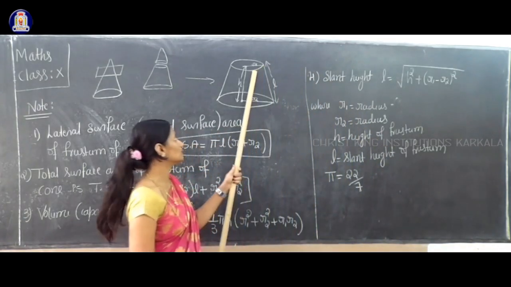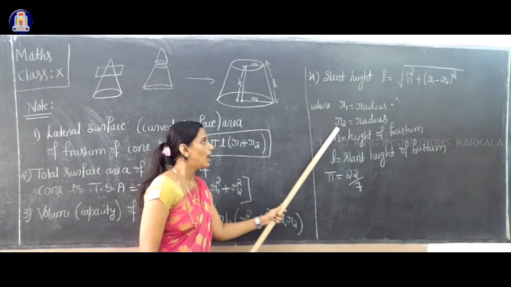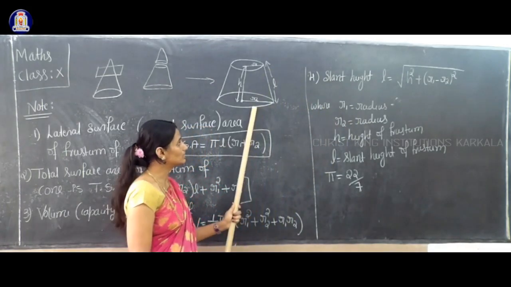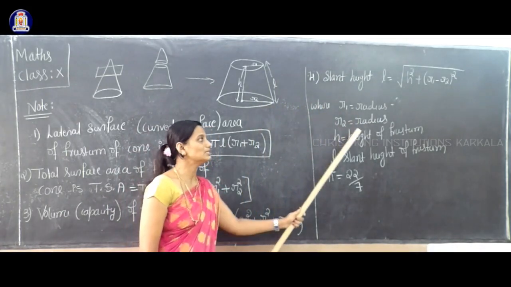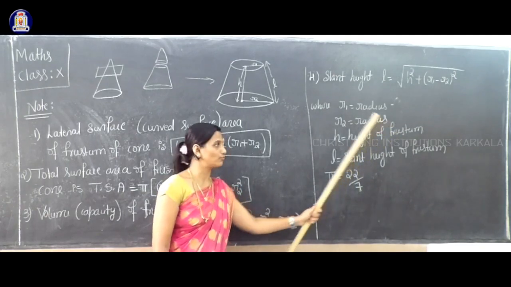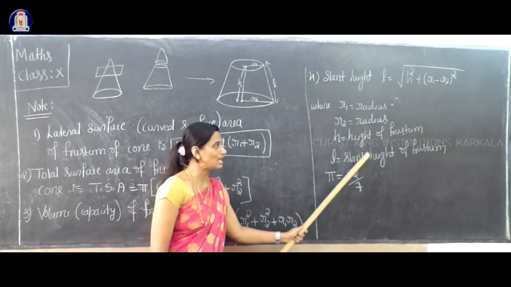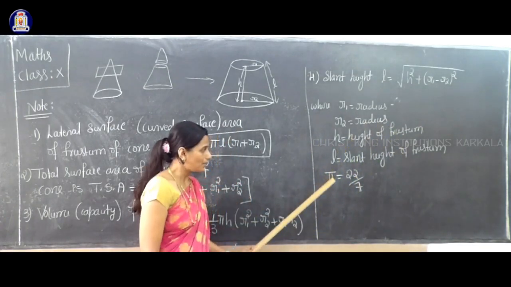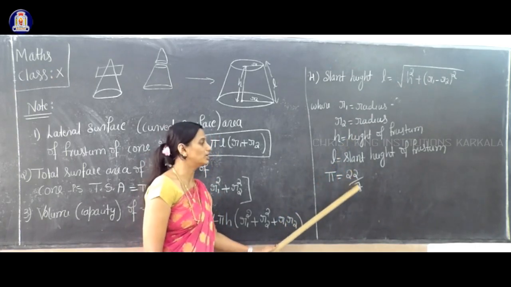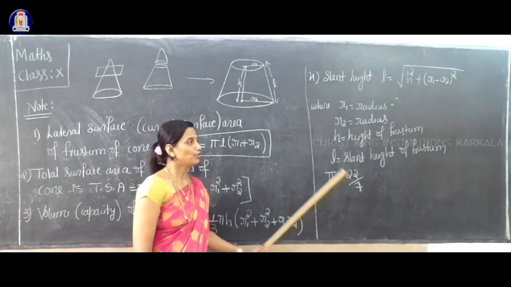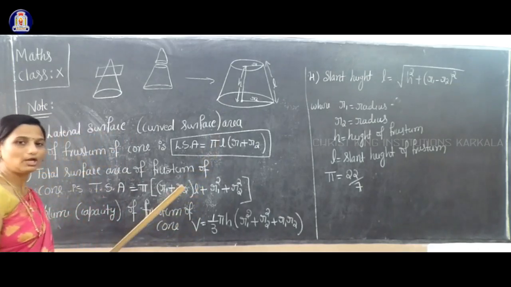R1 is the radius of this circle. R2 is the radius of this circle. H is the height of the frustum. L is the slant height of the frustum, and pi, what is the value? It is the constant 22 by 7. So these 3 are very important.